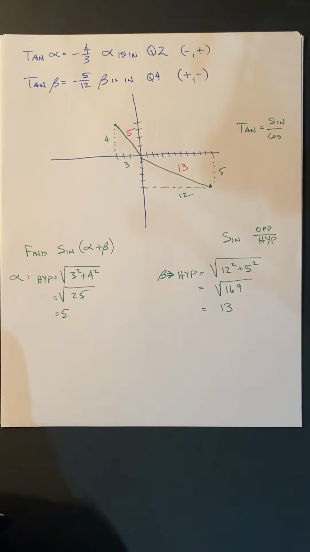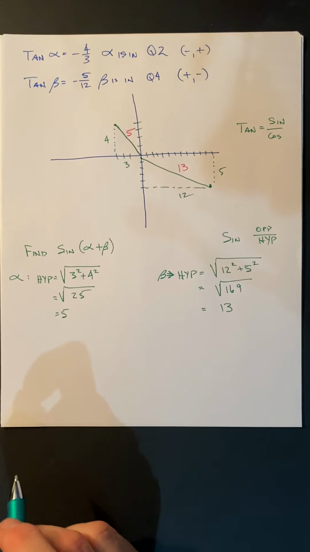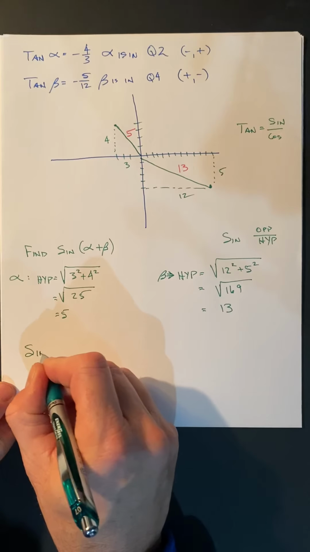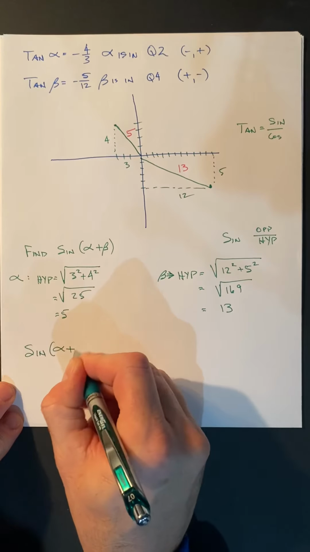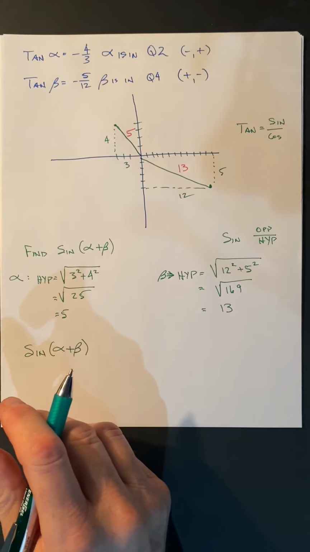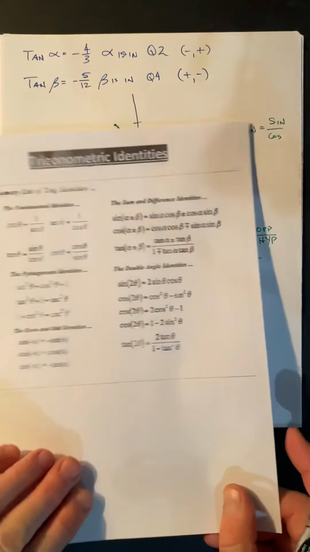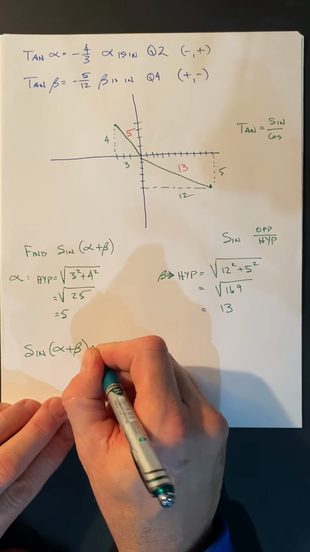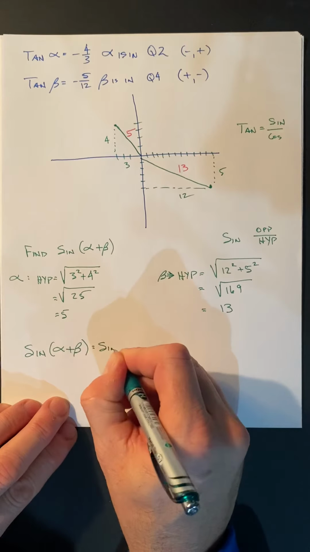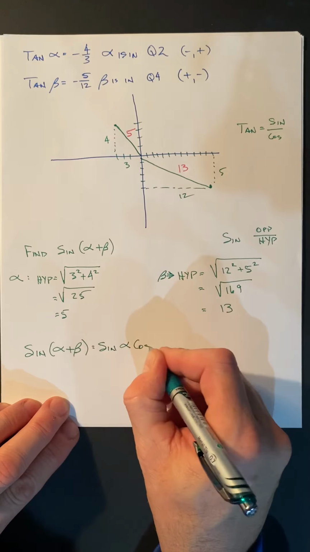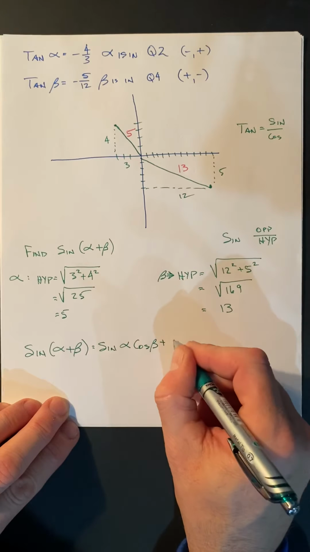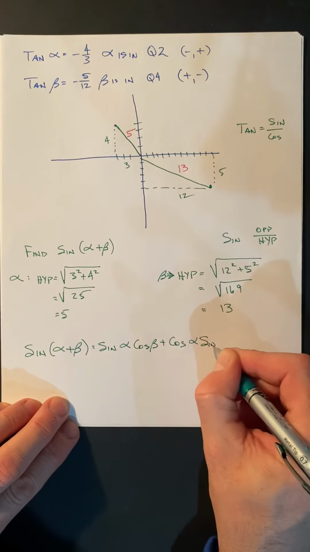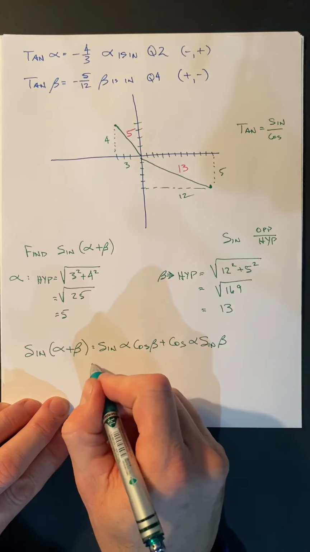So how can I go about solving this problem? The sine of alpha plus beta. Well, what is that? Okay, isn't that a sum difference formula, right? Sine of alpha plus beta. So I'm going to say that is equal to the sine of alpha cosine of beta plus the cosine of alpha sine of beta, okay?